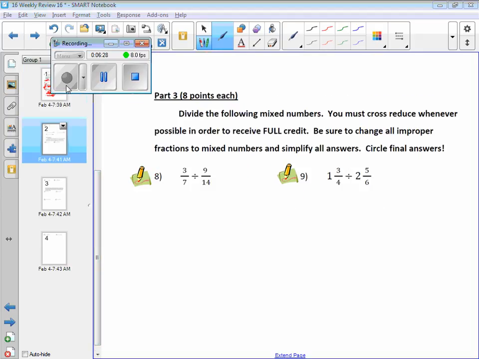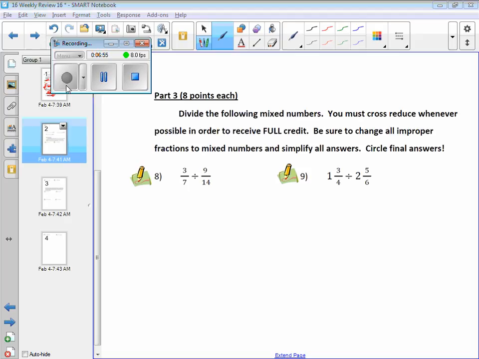Okay, going on to page 2, part 3. The division problems, where you're going to get two for the price of one. I'm actually going to do two of them for you, so you get a special bonus. Starting off with 3/7 divided by 9/14. There's no need here to change anything from a mixed number to an improper fraction. So we're going to go directly into keep, change, flip.